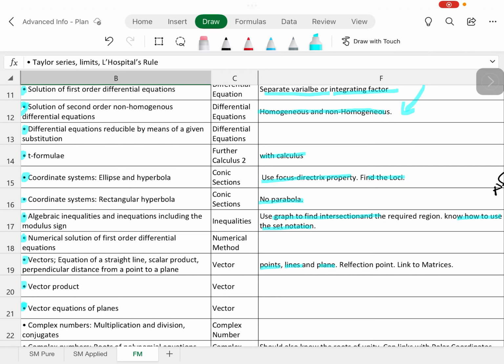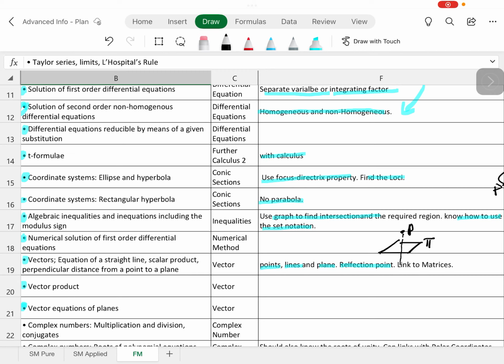For planes and lines, there are different types of equations. They can be vector equations, Cartesian equations, using the scalar product, or using the dot product. They can also ask you to find the reflection point. So I have a plane, and I have a point P. Can you find the reflection point of P in the plane pi?